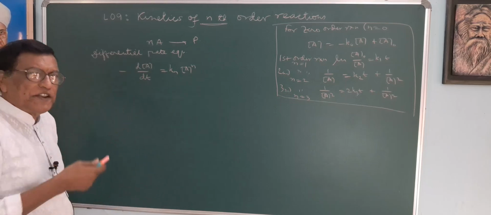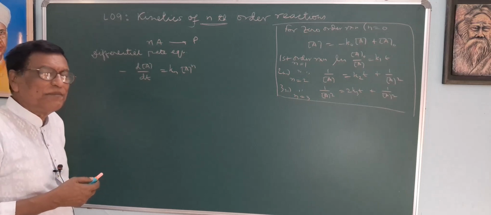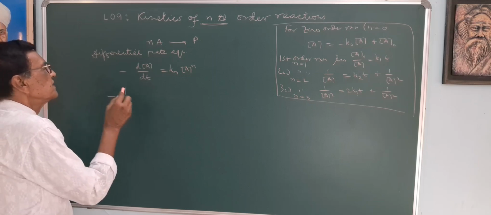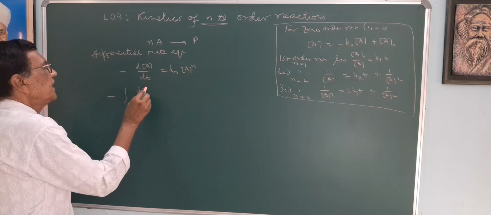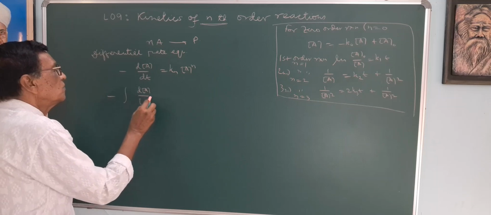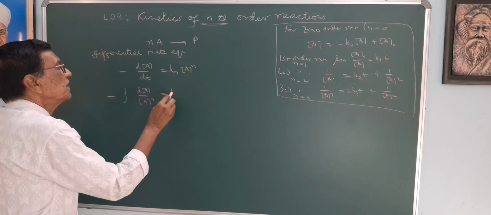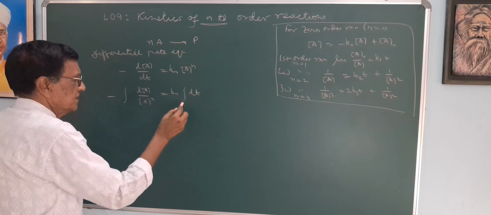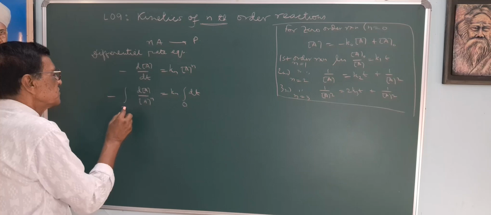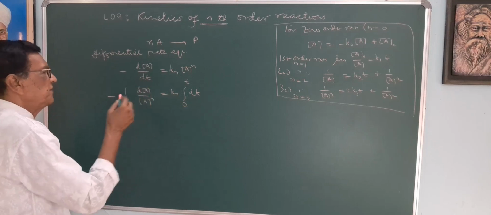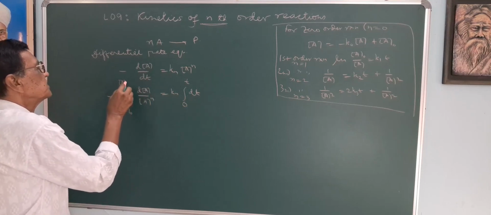So separating the variables and integrating within limits, we have minus integral of d[A] divided by [A] to the power n equal to Kn, which is constant, times dt. At t equal to 0 it is [A0], the initial concentration, and after time t, it is the concentration [A] of this reactant.